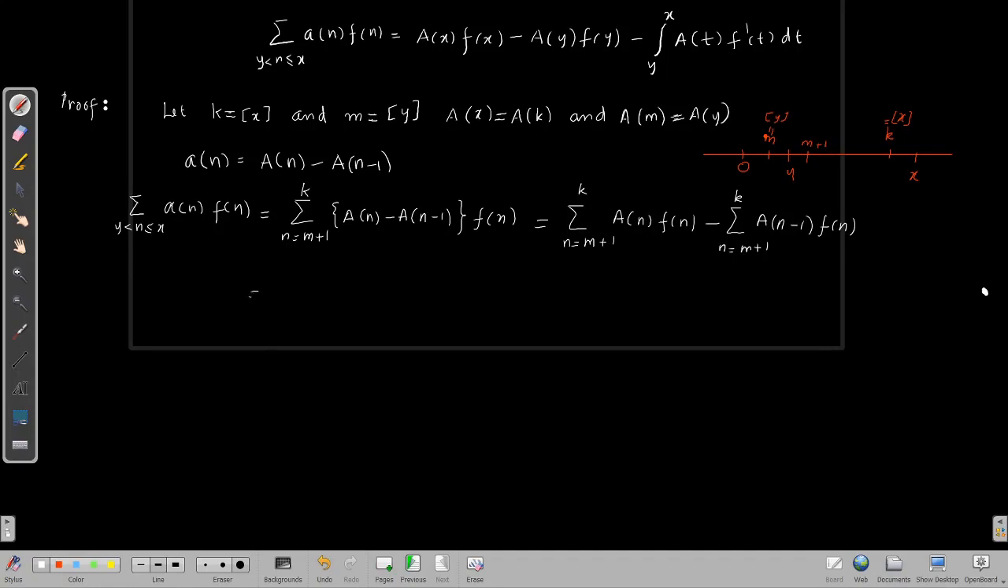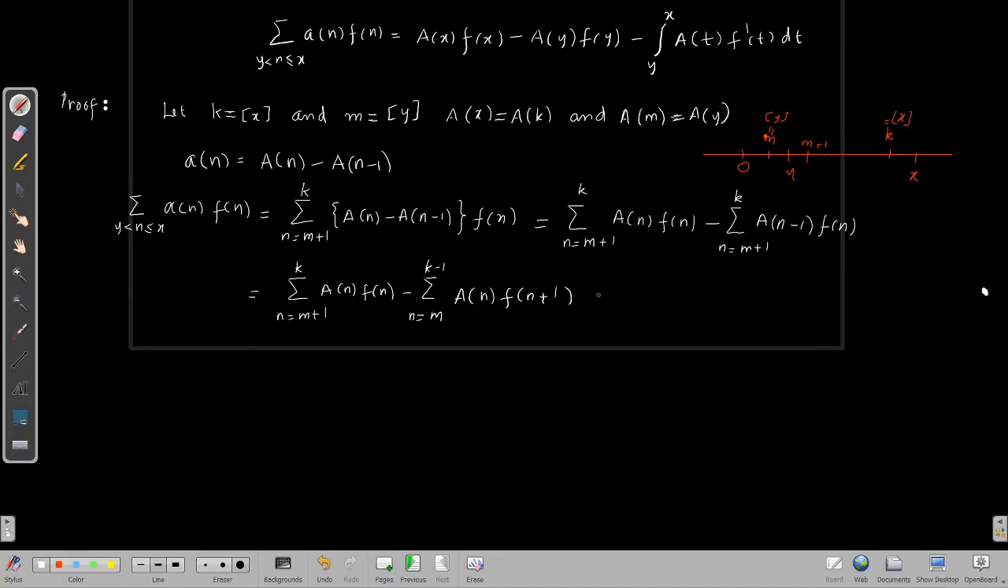And we write this as the summation n equal to m plus 1 to k of A of n f of n, minus the summation n equal to m to k minus 1 of A of n f of n plus 1. This gives the same sum that we have written here, because the sum contains the terms A of m f of m plus 1, A of m plus 1 f of m plus 2, and so on, up to A of k minus 1 f of k. So this will give the same sum.